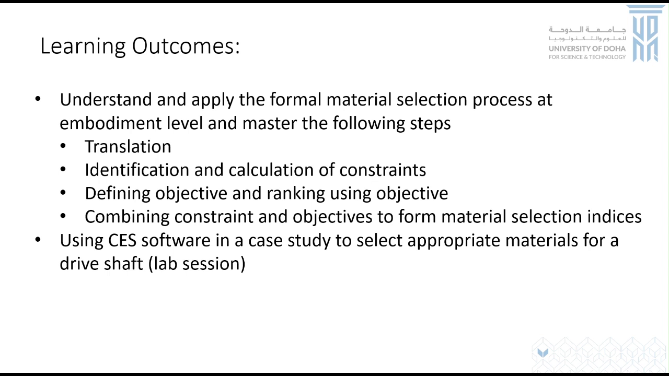So the learning outcomes for this session will be to understand and apply the formal material selection process, mainly at embodiment level, and you should be able to master the following steps. That is translation, that is how you convert a given situation or design requirement into objectives and constraints. Once you have done that translation, then how do you identify and calculate constraints, then how you define the objectives and then rank using those objectives, and how can you combine constraints and objectives to form multiple material selection indices.